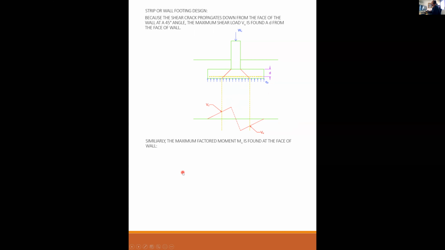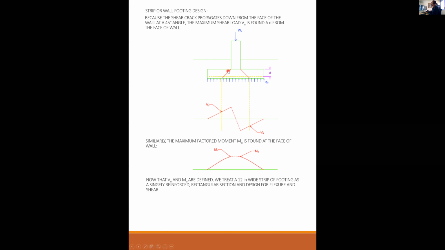Similarly, the maximum factored moment is found at the face of the wall. So this is the face of the wall there. We're going to use this M_u at the face of the wall. Now that V_u and M_u are defined, V_u is your shear force at a distance d from the face of the wall, and M_u is your moment at the face of the wall. Now that we have defined these things, we treat a 12-inch wide strip of footing as a singly reinforced rectangular section and design it for flexure and shear.